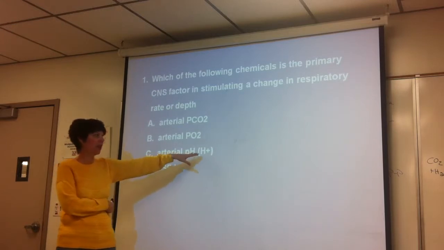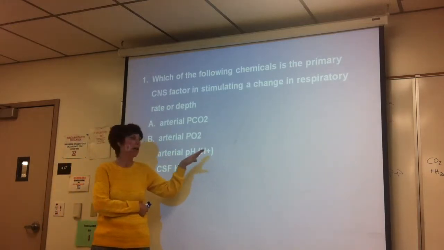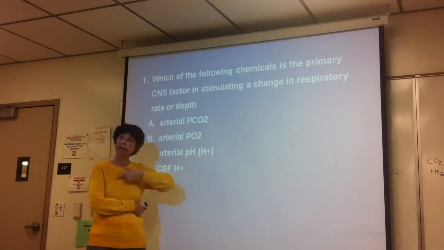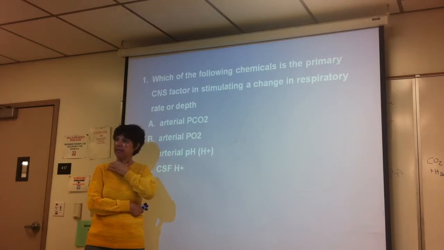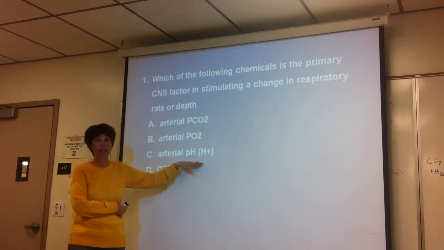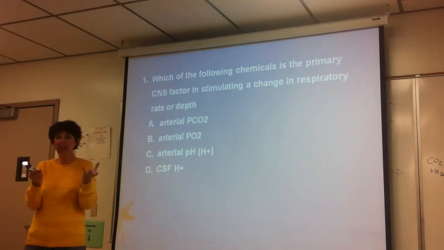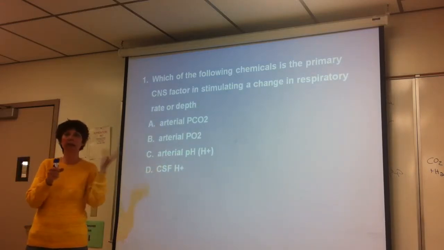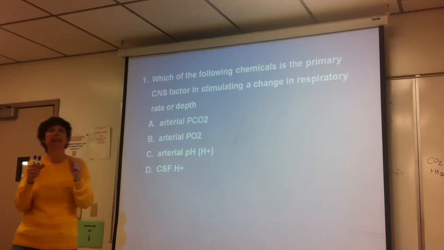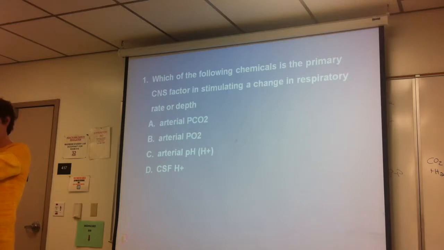Arterial pH, hydrogen ions are significant and certainly change your respiratory rate, but their receptors, as we'll see a little bit later, are in the aortic arch or in the carotid sinuses. The hydrogen ions present in the arterial blood as it passes through the brainstem, remember the blood-brain barrier? Because of the blood-brain barrier, those hydrogen ions, unless they're in very, very high concentration, do not leave the blood. It is the CO2 that leaves the blood.